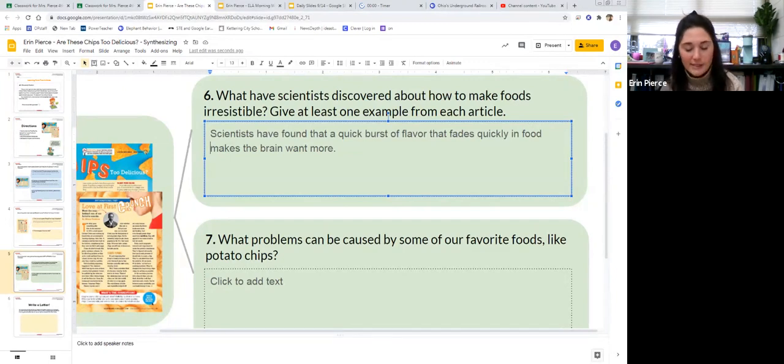I think that's pretty interesting. I've never even heard that before, but if I think about things that I've eaten, yeah, like a potato chip, I'm eating it and I probably want to keep eating it because, ooh, that tastes really good.